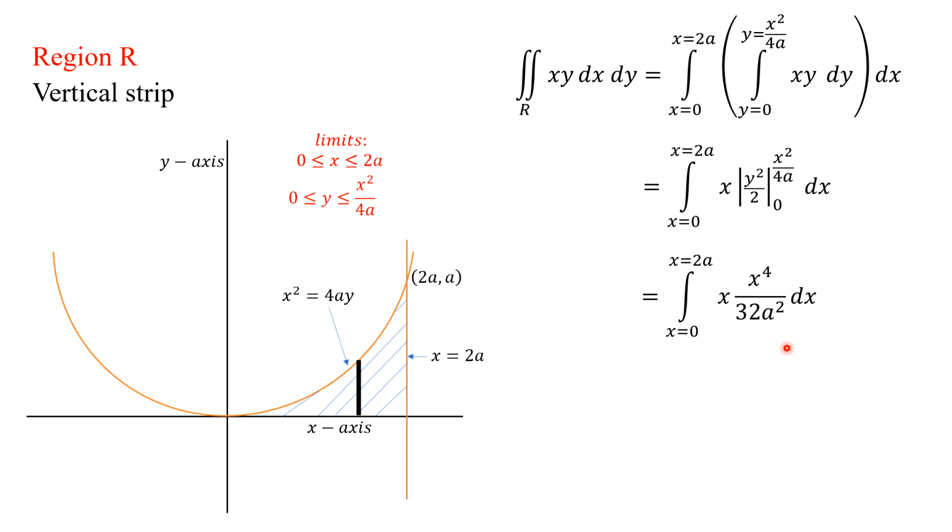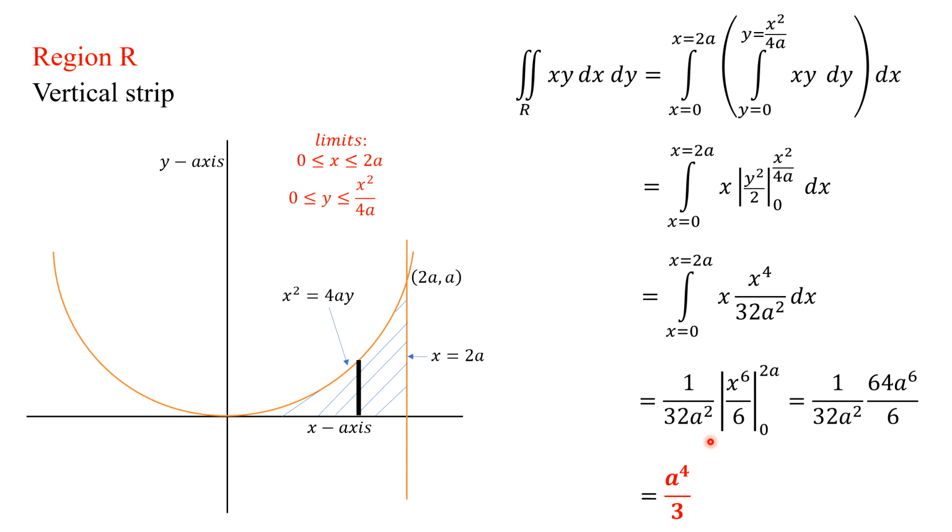Now we will integrate this with respect to x. So it is x raised to 6 upon 6 from 0 to 2a. After substituting these upper limits and lower limits, we get the answer as a raised to 4 upon 3. So this double integral over R of x into y is equal to a raised to 4 upon 3. This is by taking a vertical strip.